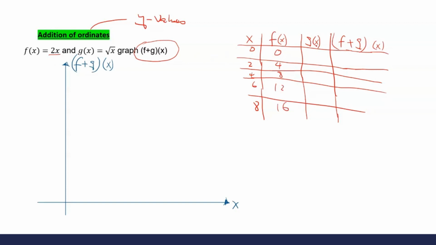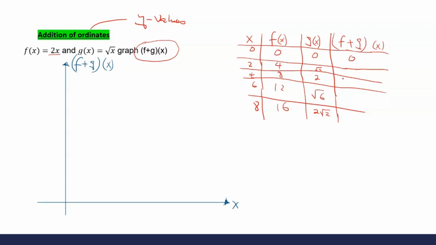Now I substitute the values of x back into g of x. So that gives me 0, square root of 2, then 2 because square root of 4 is 2, square root of 6, square root of 8, which is 2 square root of 2. And all I have to do is add these two y values, f of x plus g of x.